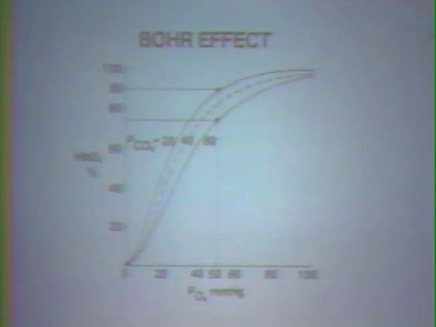8. A change in PCO2 or hydrogen ion concentration alters the affinity of hemoglobin for oxygen. This phenomenon is called the Bohr effect. For example, at a constant PO2 of 50 millimeters of mercury, a PCO2 of 20 millimeters of mercury results in approximately 90% saturation, while a PCO2 of 80 millimeters of mercury results in approximately 75% saturation.